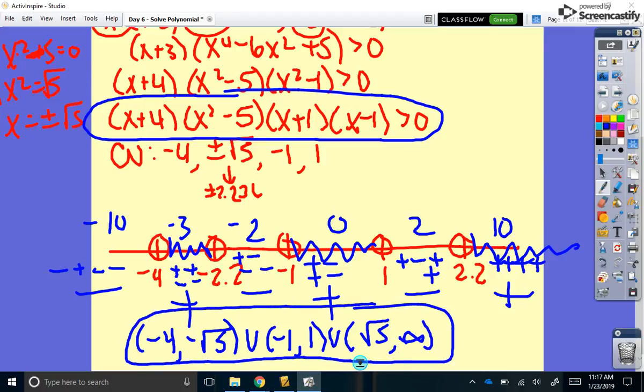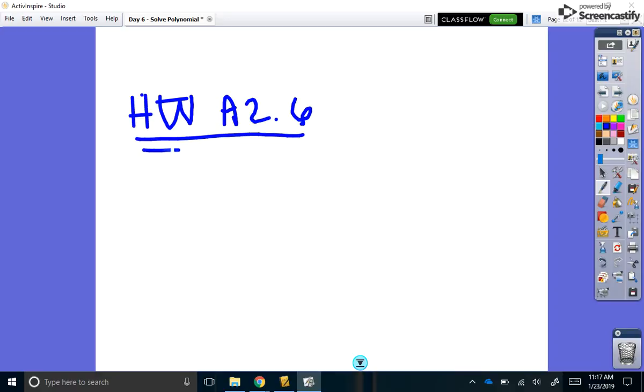And that is it for polynomial inequalities. Your homework tonight that I want you to work on now is A2.6. Homework A2.6 can be found on Canvas. Write down any questions that you have and save those for me for when I return to school.